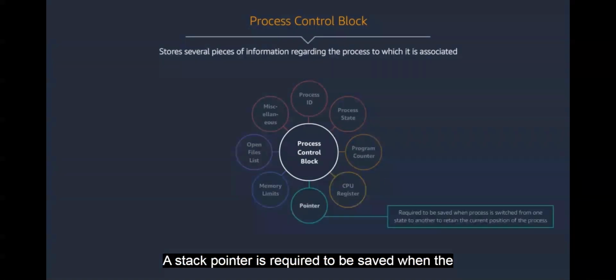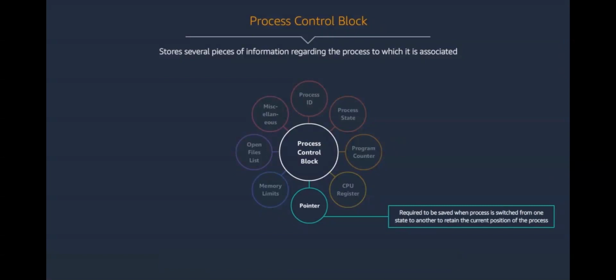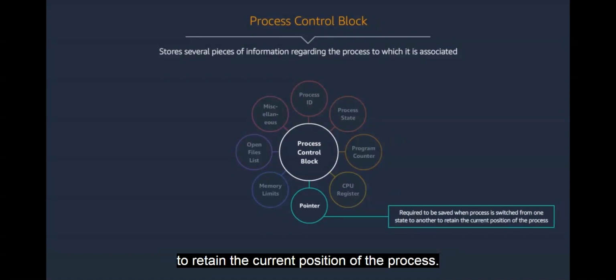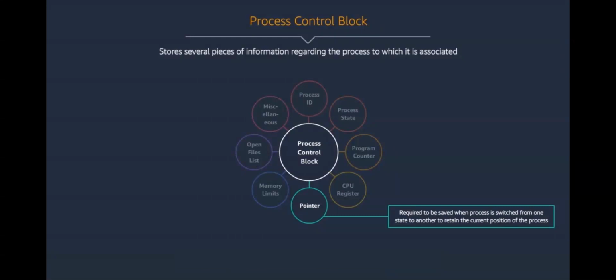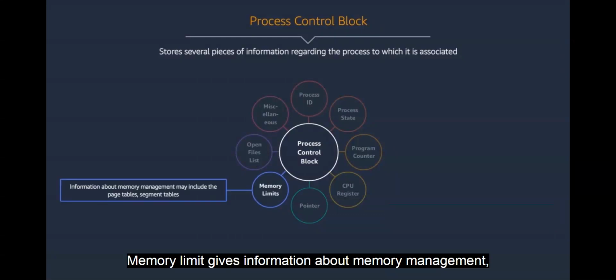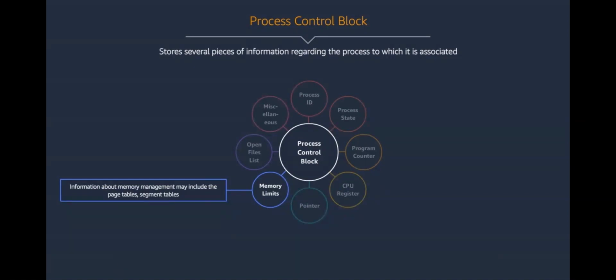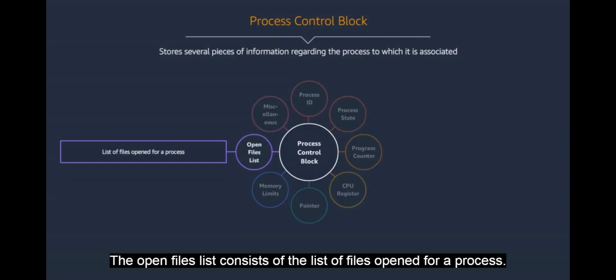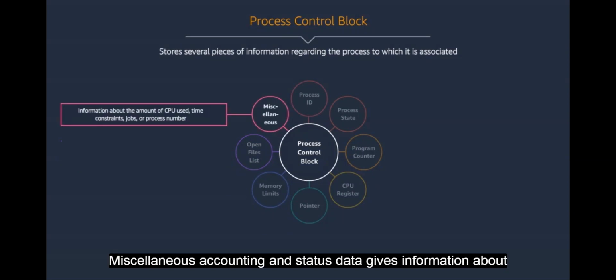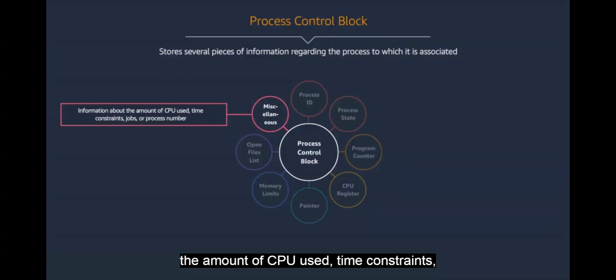The Central Processing Unit, or CPU register, includes the accumulator, base registers, and general-purpose registers. A stack pointer is required to be saved when the process is switched from one state to another to retain the current position of the process. Memory limit gives information about memory management, which may include the page tables, segment tables, and so on. The Open Files list consists of the list of files open for a process. Miscellaneous accounting and status data gives information about the amount of CPU used, time constraints, jobs, or process number.